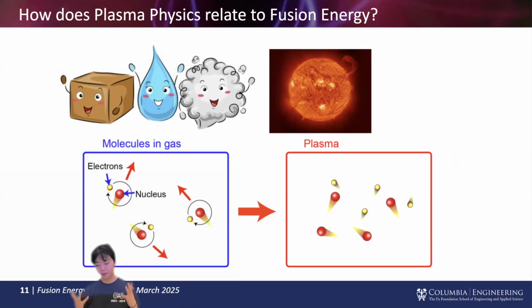Well, typically you should know that there are three typical states of matter. We talk about a solid. We heat it up a little, you can get a liquid. And if you heat that up a little, you can get a gas. What happens if we heat up a gas? Well, that's what we call a plasma. So it's the fourth state of matter.